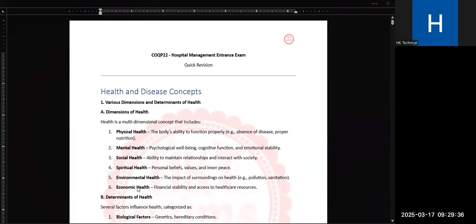Physical health is your body's ability to function properly, that is the absence of diseases and the proper nutrition you are getting. Mental health consists of your psychological well-being, cognitive functions, and emotional stability. Social health includes your ability to maintain relationships and interact with society. Spiritual health includes your personal beliefs, values, and inner peace. Environmental health includes the impact of surroundings on your health, for example, pollution, sanitation. Economic health includes financial stability and access to healthcare resources.